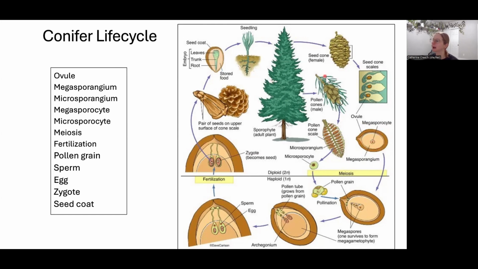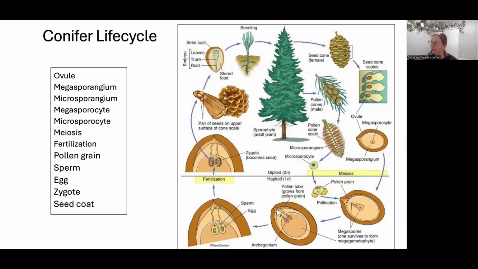If we look here, we have the male cones. These are the microsporangiums, and the microsporocyte is inside the microsporangiums. Both of the sporocytes, the mega and the micro, will do meiosis. As they do meiosis, they're going to produce the pollen, which contains the sperm, and the egg cells, which are going to be fertilized by the pollen.